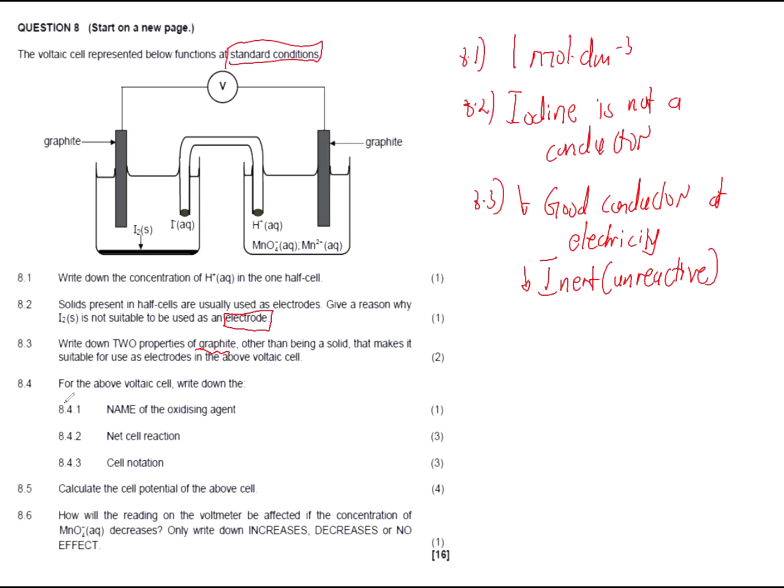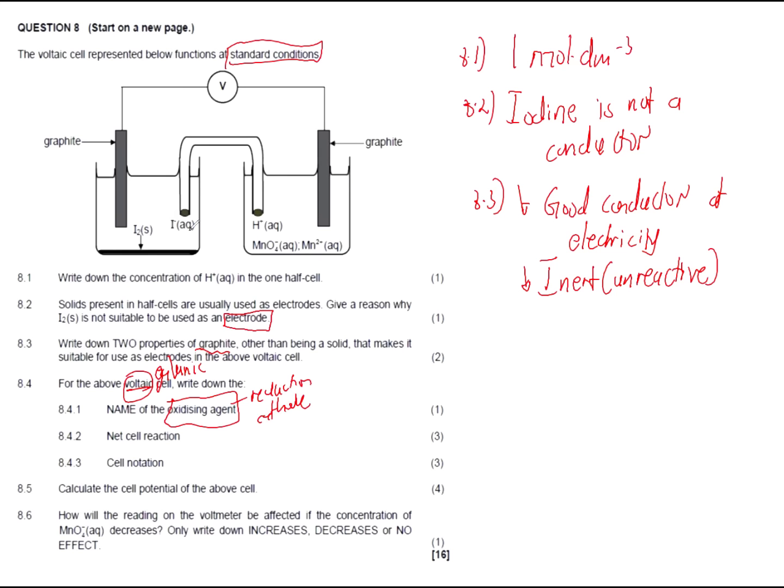Okay, so yes, 8.4, for the above voltaic cell, remember, voltaic is another word for galvanic, right? Name the oxidizing agent. Remember, the oxidizing agent will be found where reduction is taking place. So where reduction is taking place, that's the what? That's the cathode.